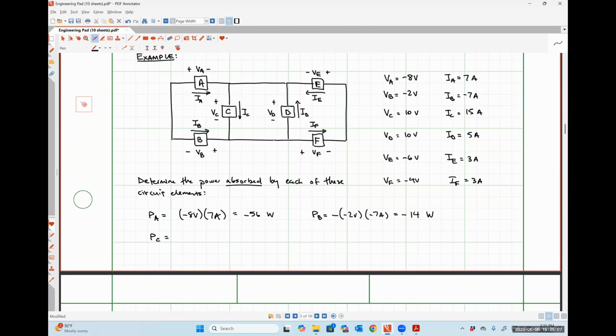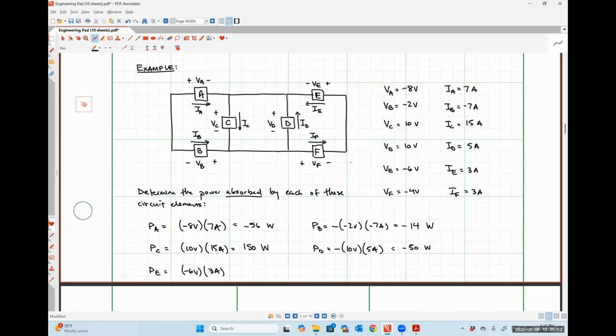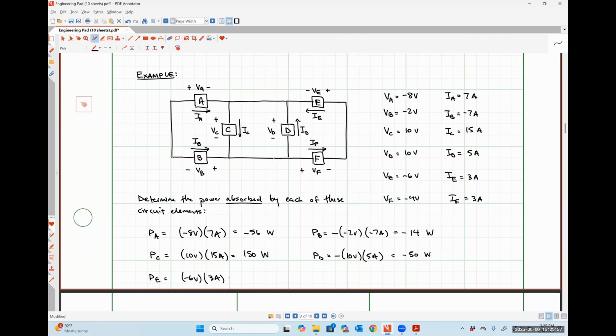And we can keep on doing this with the other elements, and I'll just do them quickly, right? So here's element C. We have 10 volts times 15 amps. The current IC is flowing into the positive polarity terminal, so I leave it alone. So this guy looks like 150 watts. When I get to element D, I have 10 volts times 5 amps. The current is flowing into the negative polarity terminal, so I need to put a negative sign, so that looks like -50 watts. When I get to element E, I have -6 volts times 3 amps. The current is flowing into the positive polarity terminal, so I leave it alone. So that comes out to be -18 watts.